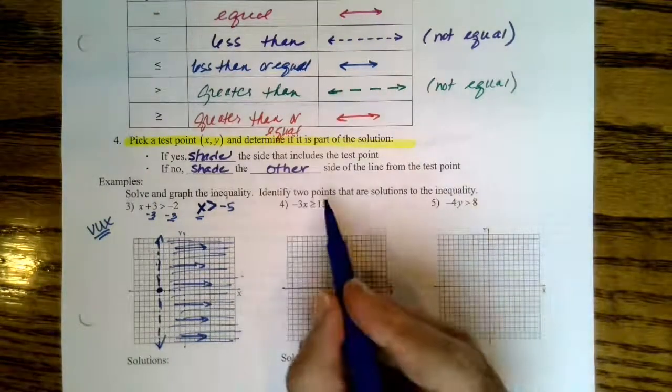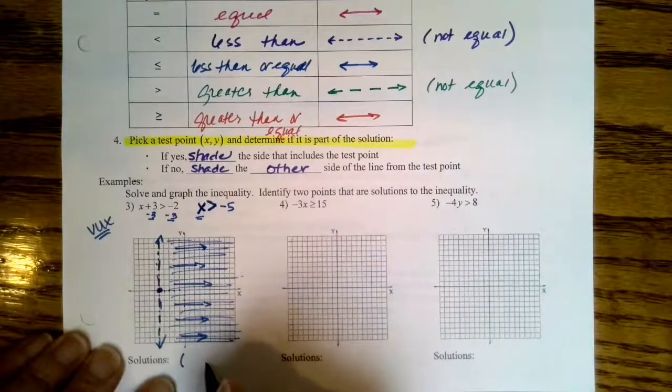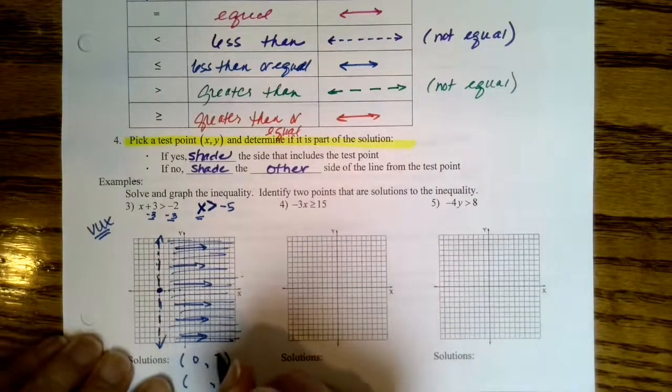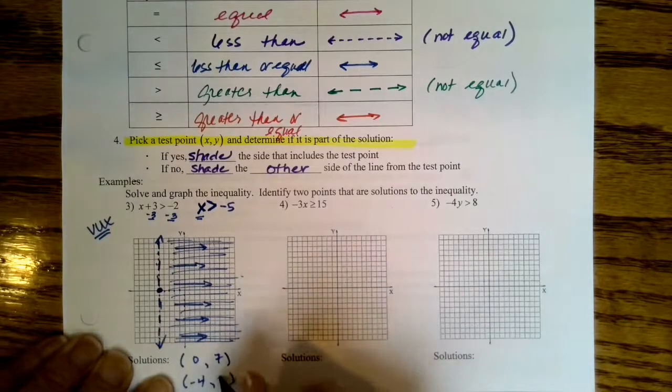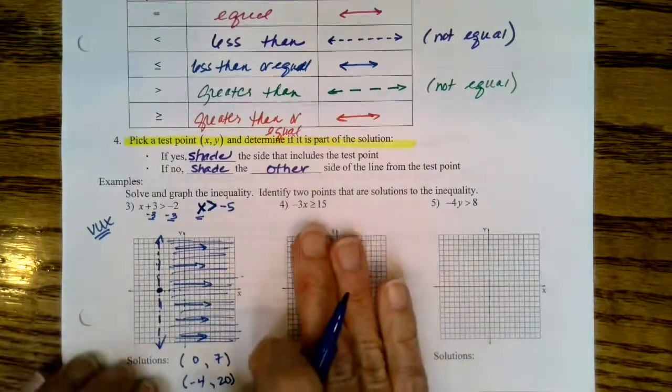All right, identify 2 points that are solutions. Any xy ordered pair that has an x value bigger than -5. So I can say 0, 7. I can say bigger than -5 is -4, I don't know, 20, whatever you want. Okay.